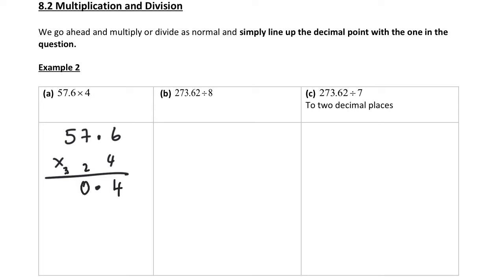And then 4 5s are 20 and 3 is 23. So we put down the 3. We don't really need to carry the 2, so we can just write it beside the 3. So the answer is 230.4.